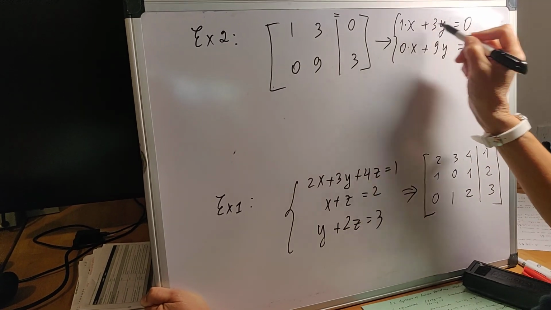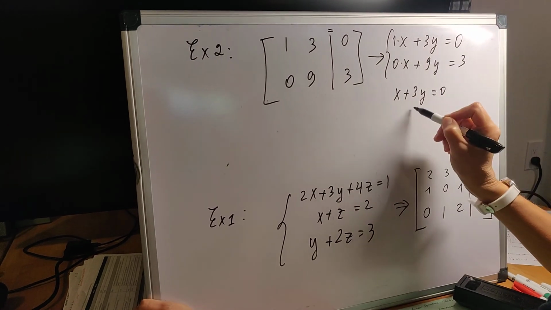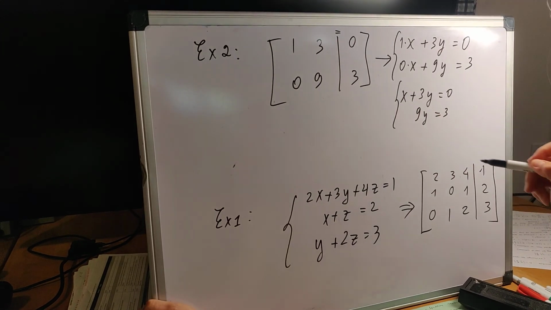Well, usually people don't write it down this way, right? They write down x plus 3y equals 0 and 9y equals 3, right? And that's how the system is going to look, okay?